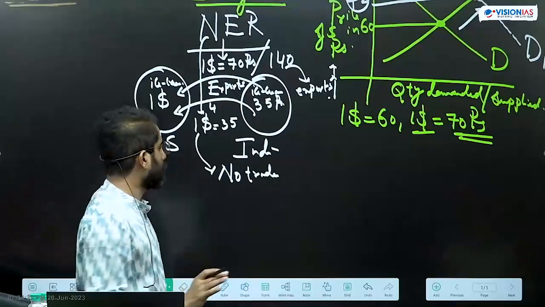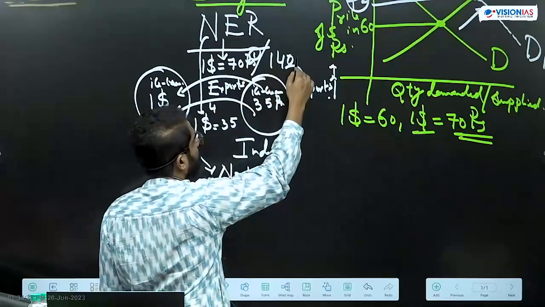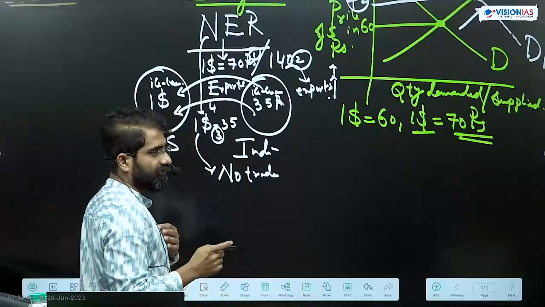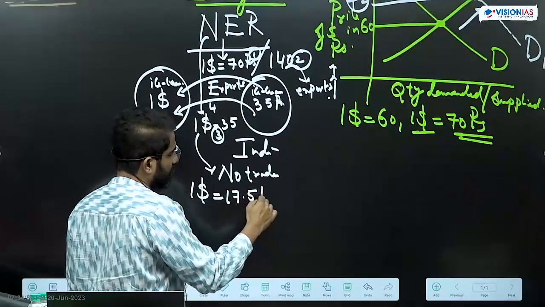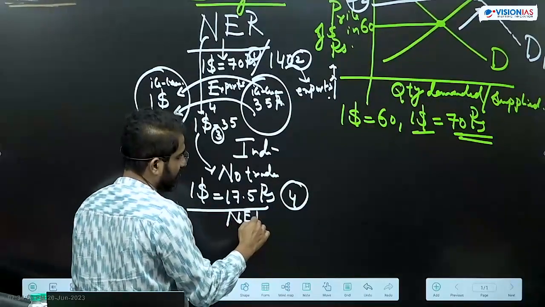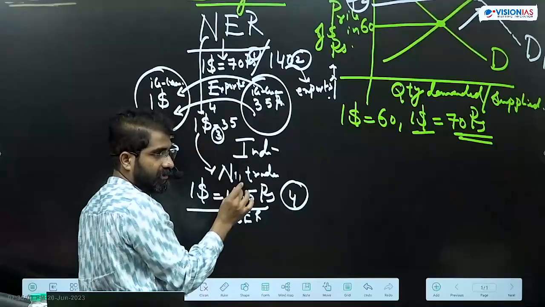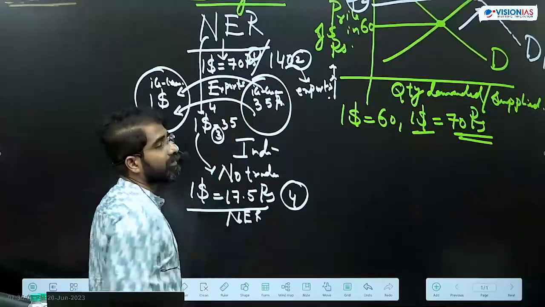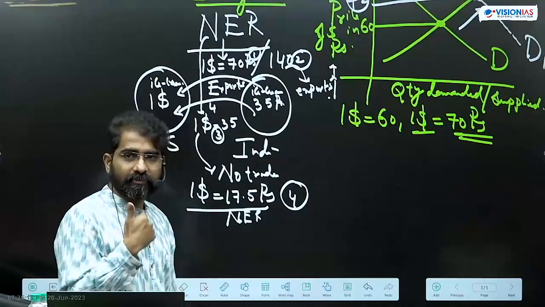Now suppose another case. This is the first case, $1 is 70. This is the second case. Then I said the nominal exchange rate is $1 is equal to 35. Now suppose $1 becomes 17.5 rupees, nominal exchange rate. Ice cream is costing 35 in India. Ice cream is costing $1 in US. So now $1 is 17.5 rupees. Then what will happen? India is going to buy ice creams from US.